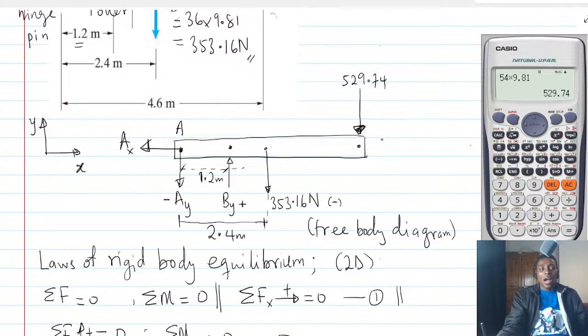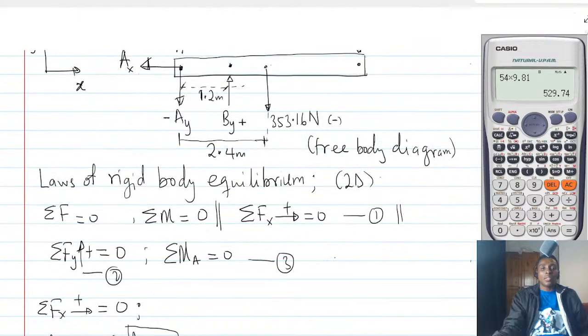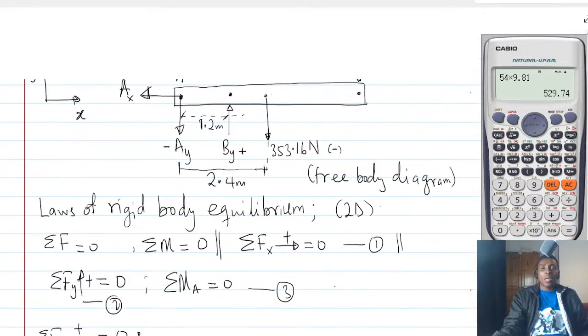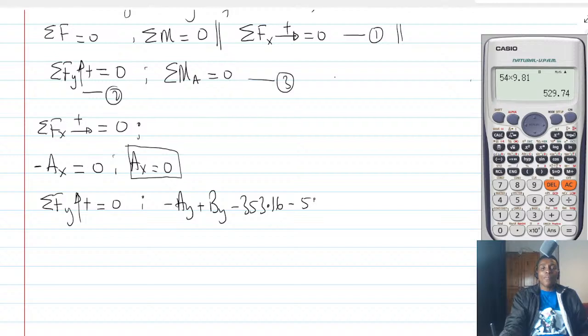And then I have this force which is going down, so it's also going to be negative. Is that clear? So let's start. So minus AY plus BY, is that right? Minus 353.16, and then minus 529.74 should be equal to 0.